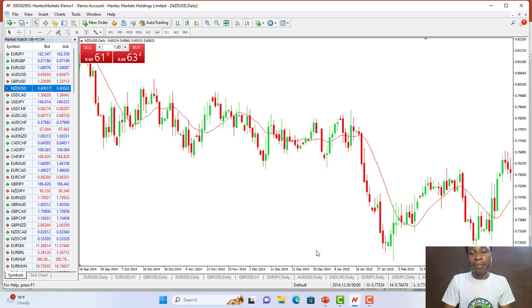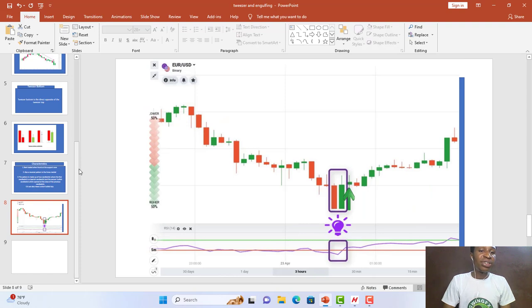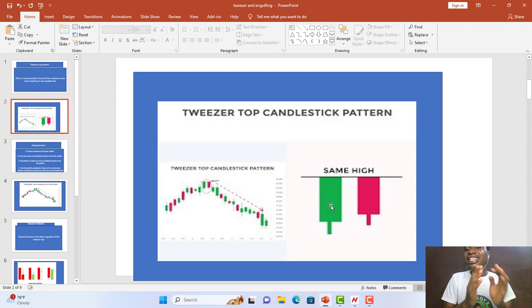So as a way of recap, we started with the tweezer top pattern, and we said a lot of things about it. We said the tweezer top pattern is a reversal pattern found at the resistance zone, consisting of two candlesticks, right? So this is a good example of it. The same high, that's the most important thing, and it is usually found at the resistance zone. Either you trade it at an exhaustion of an uptrend, or in a downtrend you wait for the market to make a deep retracement to the upside at an exhaustion, giving you this tweezer top. You go in for yourself.